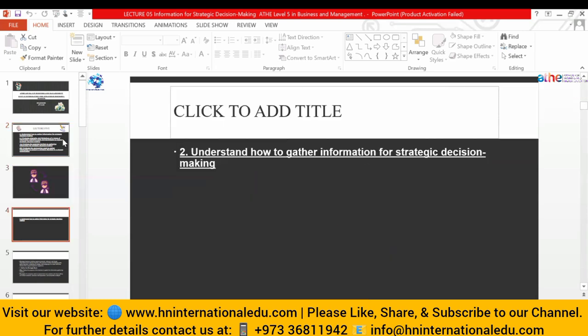Okay, let's start with the heading of LO2, that is, understand how to gather information for strategic decision making. Obviously, there are certain methods, there are certain steps, and even techniques and tools which we are using for strategic decision making. It is not only about gathering authentic, reliable information and knowledge. There are certain steps and procedures which we perform, and then we are able to get the perfect information which is used for making the strategic decision. So we're going to discuss that here.